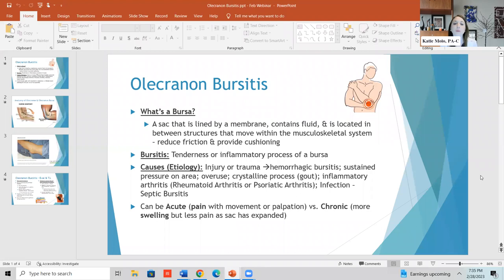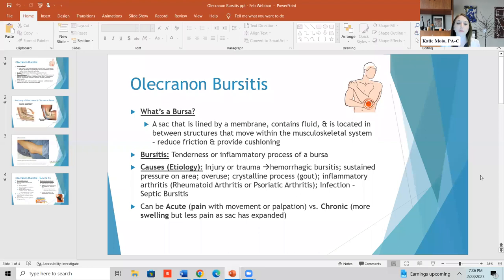So why do we care about that? Well, they're important because they reduce friction. If you think about joints moving all the time, up and down, it's going to create friction, which is going to create irritation. It is going to start eating at the cartilage. So you need some cushioning there for all of that movement. You have bursas deep to the tissue, very, very deep, and you have them more superficially. The elbow or the olecranon, which is the medical term for the elbow, is a superficial bursa. So when you see bursitis in this location, it is going to be a lot more prominent versus if you had a bursitis that was very, very deep in the tissue.